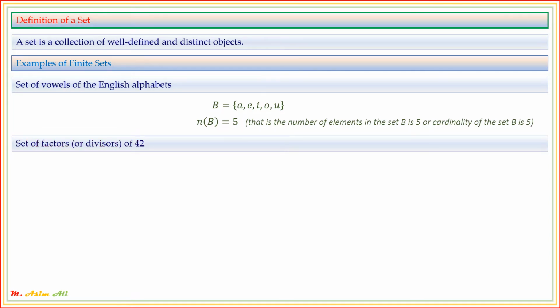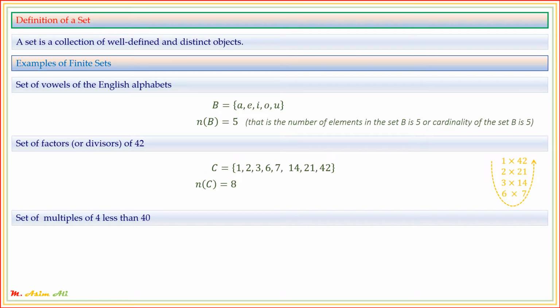Set of factors of 42. How can we find the set of factors of 42? You can write 42 as 1 into 42, or 2 into 21, 3 into 14, 6 into 7. This way we have got all the factors starting from 1 and ending at 42. So we can put them in a set, which will be the set of factors of 42. We are calling it set C. And how many elements are in this set? You can count them. The number of elements in the set is 8.